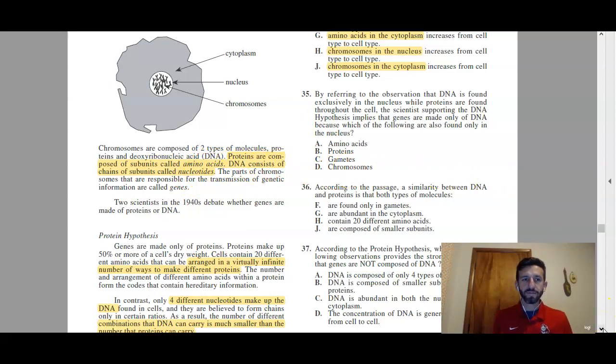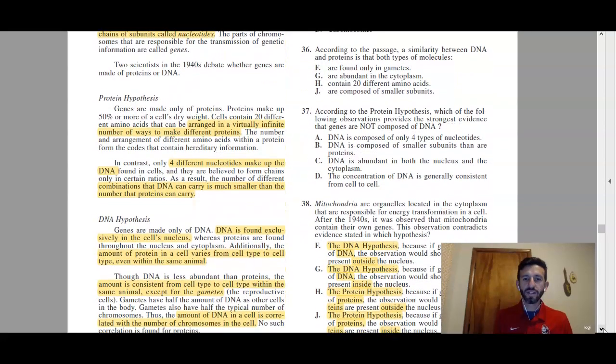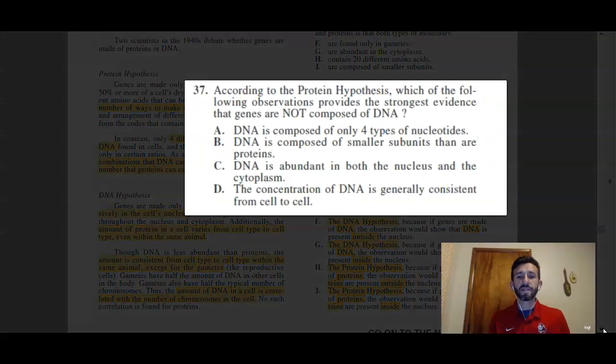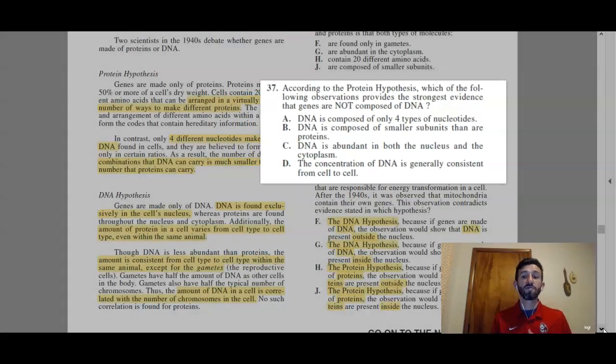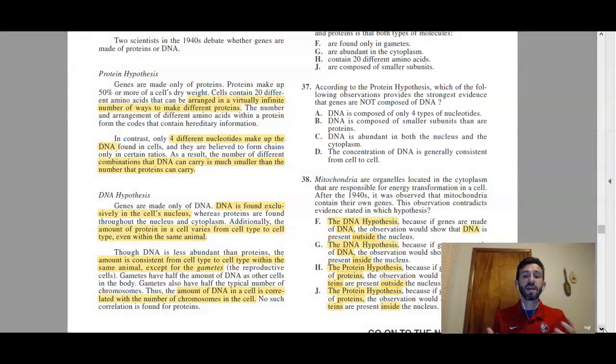Alrighty, let's keep going. Question 37. According to the protein hypothesis, which of the following observations provides the strongest evidence that genes are not composed of DNA? Now, you know that genes are composed of DNA, but we're talking about evidence that would support the protein hypothesis, okay? If you look here at the protein hypothesis, what it says is that DNA only has 4 nucleotides, only has 4 building blocks. So how could something with just 4 building blocks create such genetic diversity that we see in life? Maybe proteins, because they have 20 building blocks, are more likely to be carrying the genes. Okay, so the answer for 37 is A.